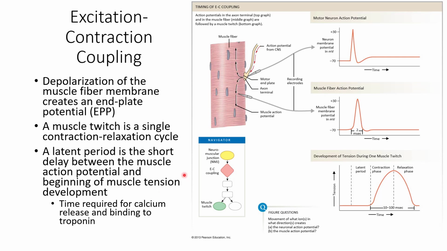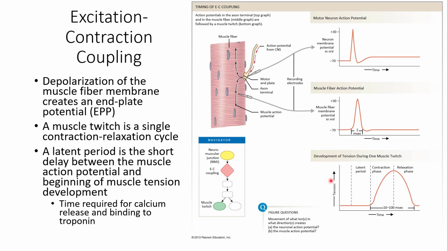It starts at the end plate, in the motor end plate, and we generate what's called an end plate potential, or an EPP. And if we look at the amount of time that occurs between the somatic motor neuron having its action potential and when we actually get the contraction, we see that there's a little bit of delay, right? So here's the action potential. Here is the muscle fiber action potential that occurs. We're traveling down the T-tubule, so there's a little bit of time there. And then we actually have the contraction and relaxation.